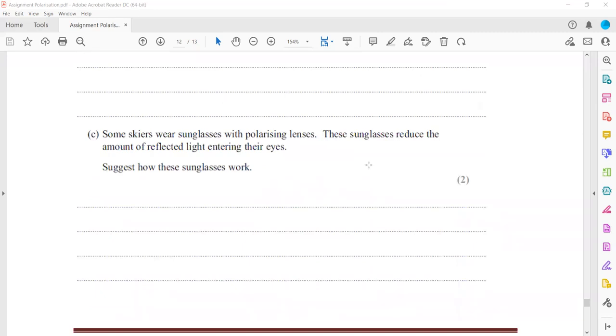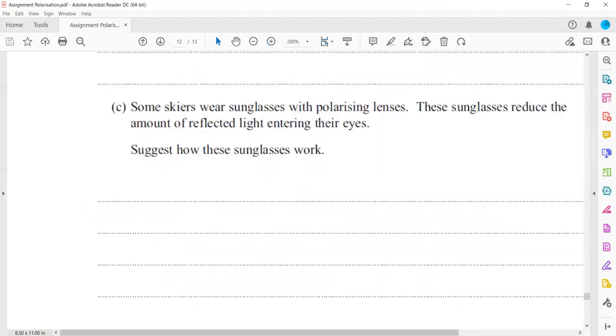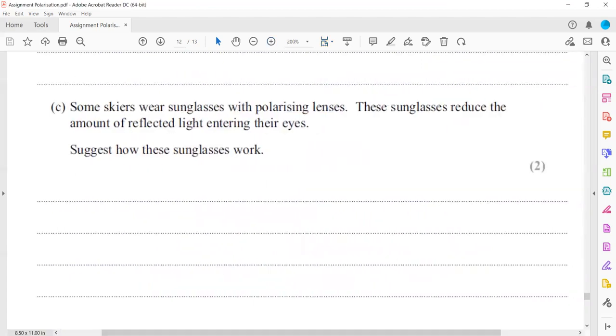Some skiers wear sunglasses with polarizing lenses. These sunglasses reduce the amount of reflected light entering the eye. Suggest how these sunglasses work. So we have to explain the working of sunglasses, how they work. The same idea is there, that the reflected light from the ice is partially polarized, as we know from the beginning. So sunglasses actually have a polarizing filter, and their plane is at right angle or perpendicular to the light. So they will block the light, or not allow that light to enter the eye.